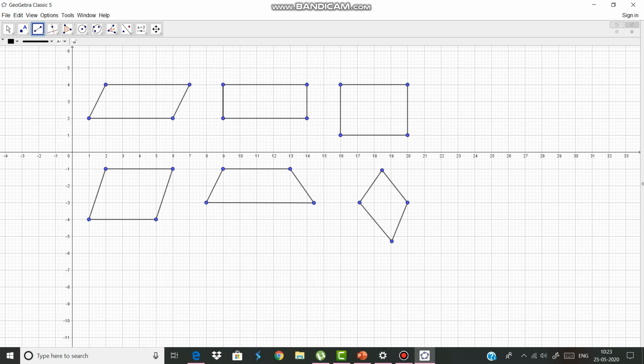In the parallelogram, two pairs of opposite sides are parallel and equal. That is why it is special. In a rectangle, two pairs of opposite sides are parallel and equal, and each angle is 90 degrees. In a square, all sides are equal, diagonals are equal, each angle is 90 degrees.